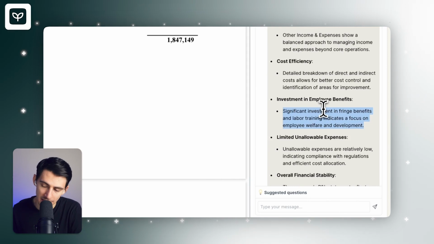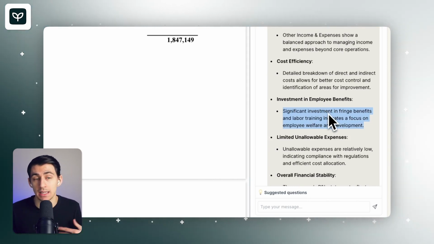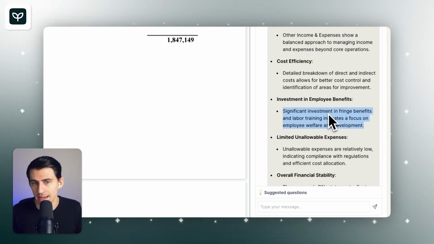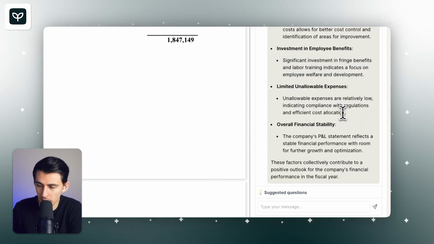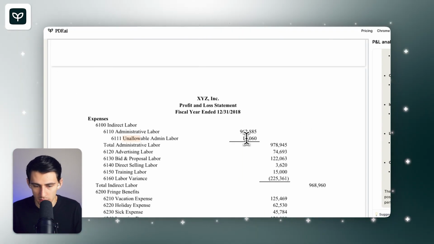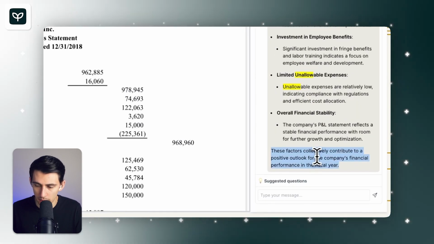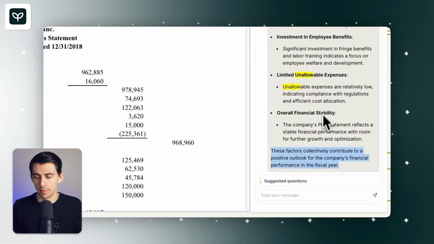That's good. And it is pointing out that there is a benefit to having significant investment in benefits for employees, as they're probably going to be happier with that. And limited unallowable expenses. So if I look over here, oh, wow, that is pretty low. 16,000? Yeah, that's pretty low out of the cost in general. These factors collectively contribute to a positive outlook for the company's financial performance in the fiscal year.